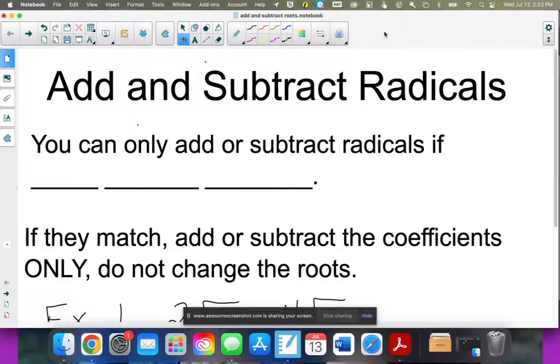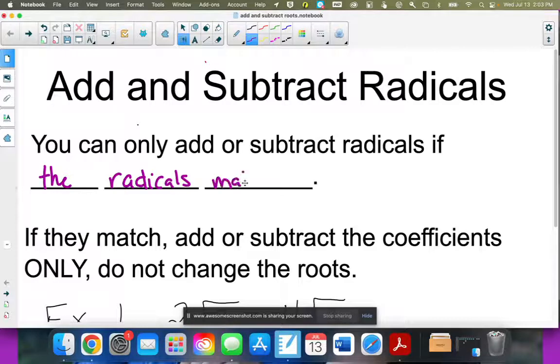Okay, last lesson on radicals. We have already learned how to simplify, multiply, and divide. So now we're going to be doing something that is a little bit different. There's a very specific rule that goes with adding and subtracting radicals. And the rule is that you can only add or subtract radicals if the radicals match.